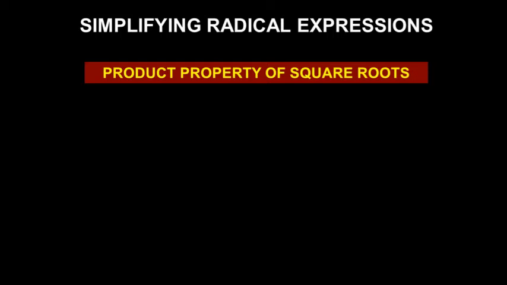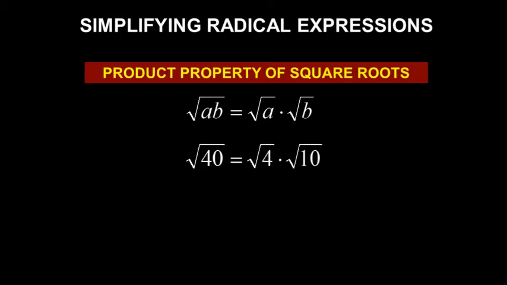You can simplify radical expressions using multiplication and division properties of square roots. Let's state first the property of square roots for product. The product property of square roots states that the square root of AB can be written as the square root of A times the square root of B. Let's say, for example, the square root of 40. So we can derive this one as the square root of 4 times the square root of 10, because the radicand 40 has a perfect square factor that is 4.